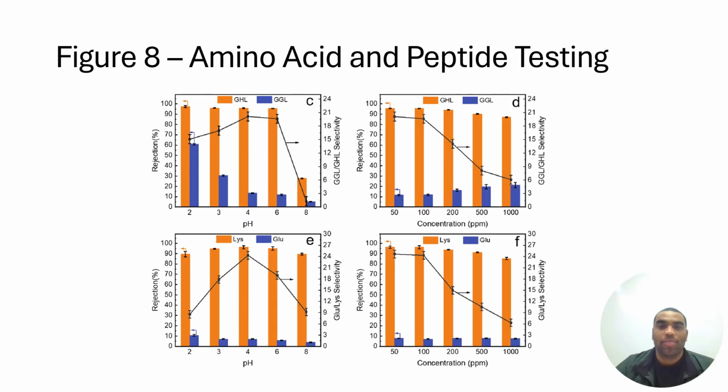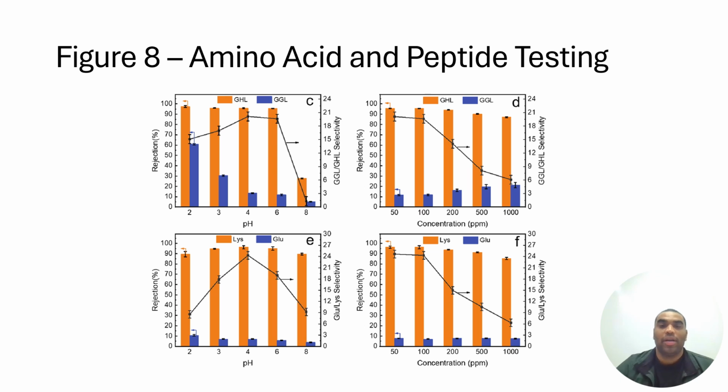Now that the initial separation testing has been done, we can move on to Figure 8, which is really the final proof of the efficacy of the NF membrane and that it may solve the problems with the current separation methods that are explained at the beginning of this presentation.